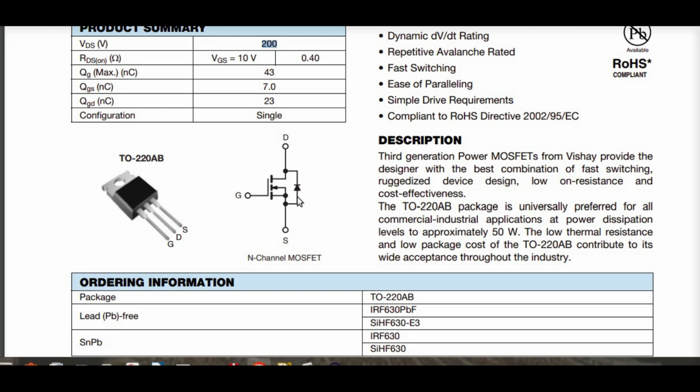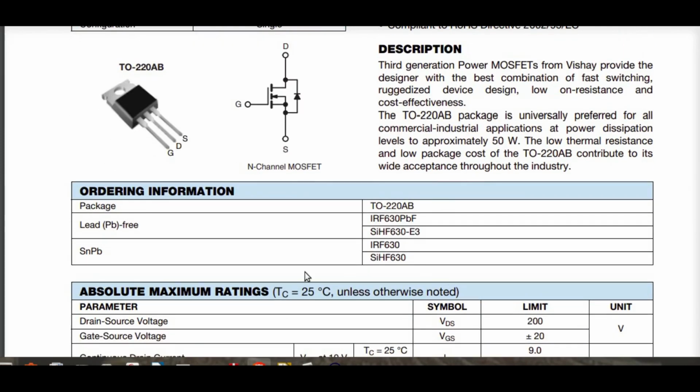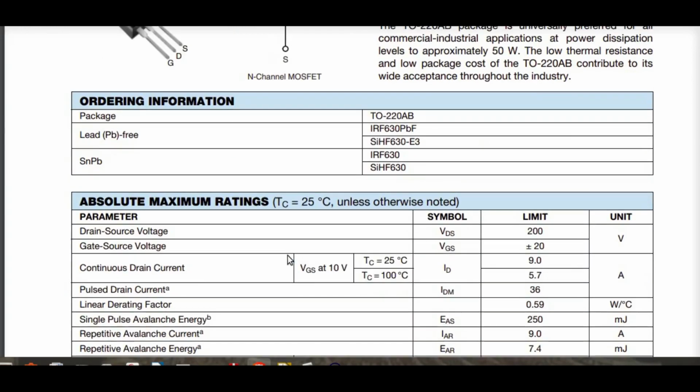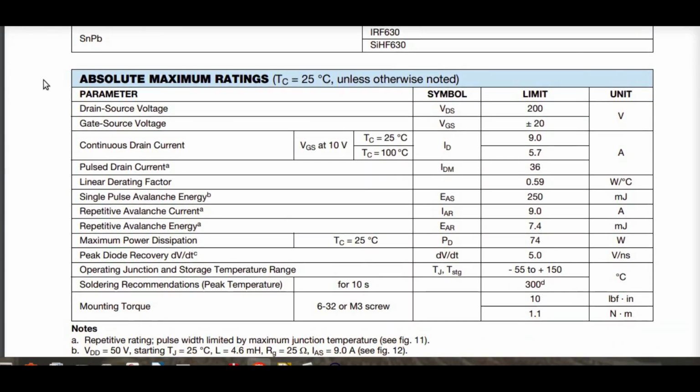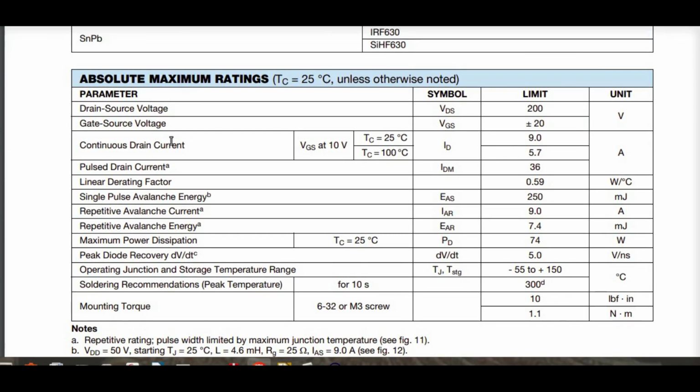Kindly note there is a reverse diode, and this is the order information. This is absolute maximum ratings. Under no condition this can be exceeded, else the device may fail. The drain to source voltage is 200 volt. Gate to source voltage is plus minus 20 volt.